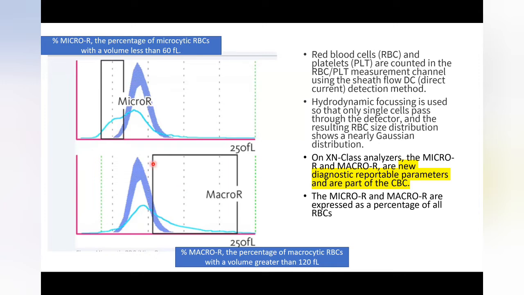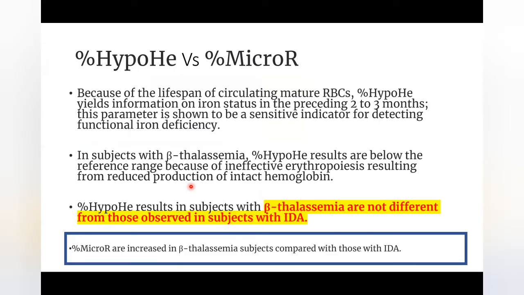So we have micro-R and we have macro-R. They are expressed in percentage of all the RBCs. They are again two diagnostically reportable parameters which are given in the CBC. Now we have hypo-E, which gives you a degree of hypochromia, and micro-R, which gives you a degree of microcytic hypochromic cells.